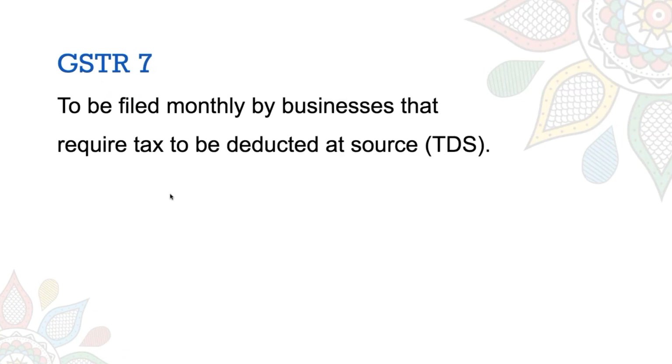The GSTR7, this is to be filed by businesses that require tax to be deducted at source. So if you are performing such transactions, say for instance you are hiring a professional and for his or her services you're going to be paying them an amount, and while you make the payment you would also deduct the tax at source so that the professional can show that and receive income tax credit. So for transactions like those, you would need to file the GSTR7, and this has to be done monthly if you deal with such transactions.